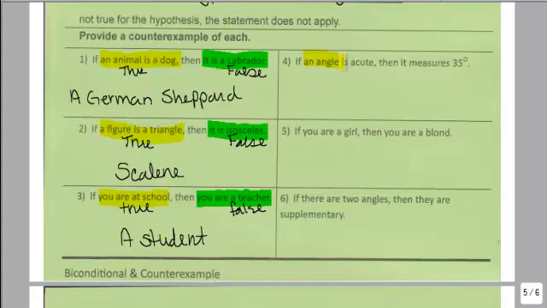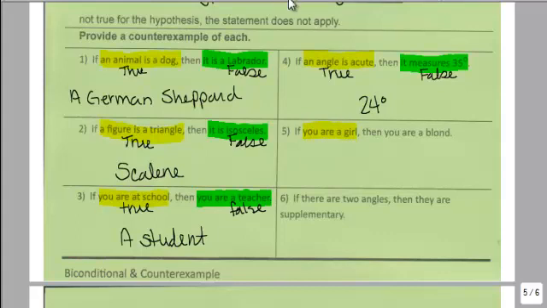If an angle is acute, then it measures 35 degrees. We have to find something that proves this false. So an acute angle that is not 35 degrees. Any acute angle that is not 35. So any number between 0 and 90 that is not 35. So I'm just choosing 24 degrees just because, but it can be any number.